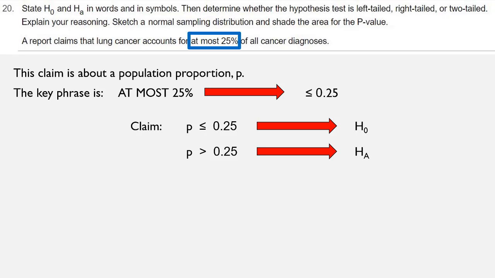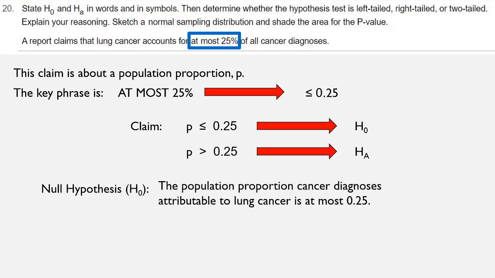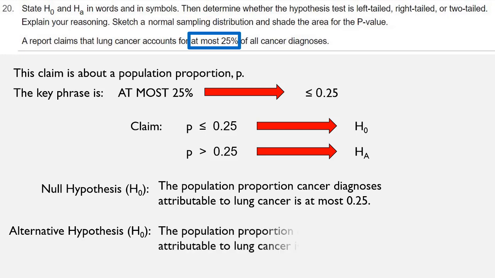So to state these in words, we need to use the language from the problem itself. We're talking about lung cancer and what percentage of the diagnoses are there. So my null hypothesis should be that the population proportion of cancer diagnoses attributable to lung cancer is at most 0.25. And the alternative hypothesis is going to say pretty much the same thing, only it's going to say is greater than 0.25. The population proportion of cancer diagnoses attributable to lung cancer is more than 0.25. So those are our two hypotheses in words.